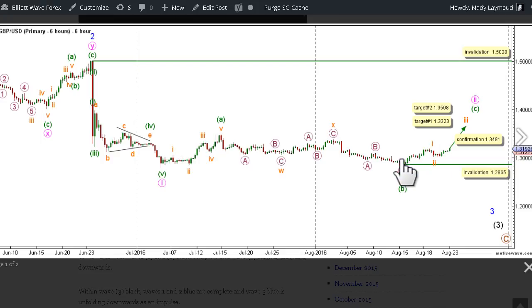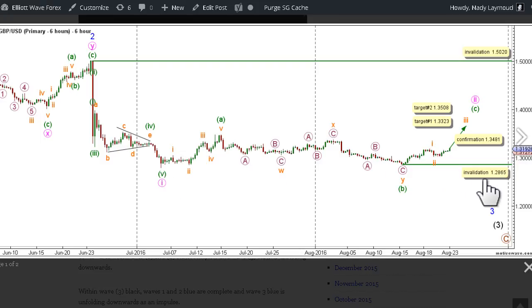wave 1 orange. It should be noted that the initial confirmation point resides at 1.3373 at the end of wave X orange. However, the placement of the confirmation point is not ideal at this stage. This count would be invalidated by movement below 1.2865, as wave 2 orange may not retrace more than 100% the length of wave 1 orange, and it should be noted that the invalidation point will be moved to the end of wave 2 orange once we have confirmation that wave 3 orange is underway. As well, this count would be invalidated by movement above 1.5020, as wave 2 pink may not retrace more than 100% the length of wave 1 pink.